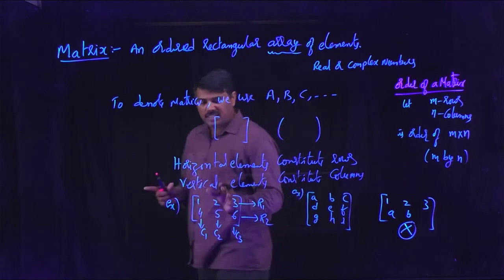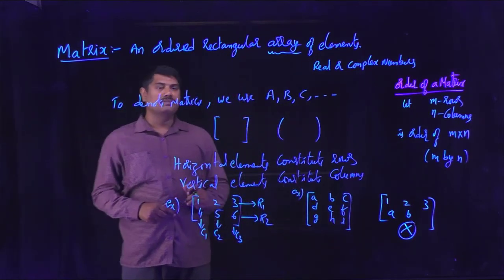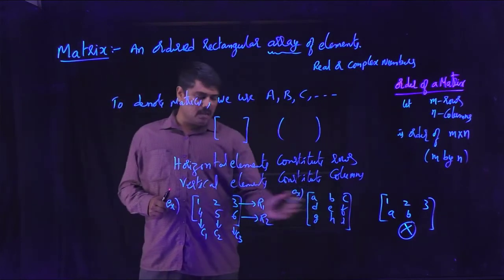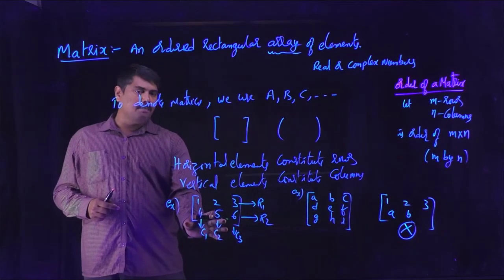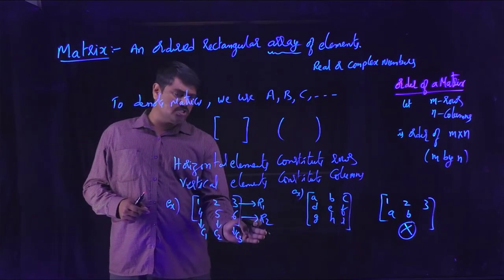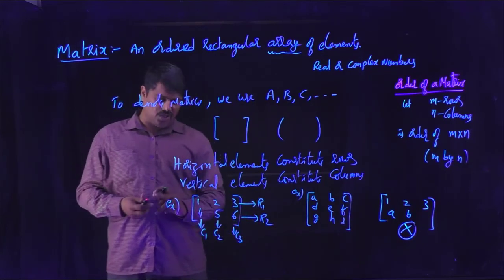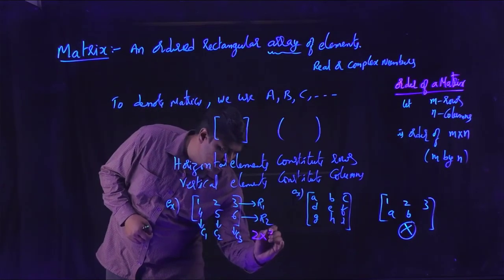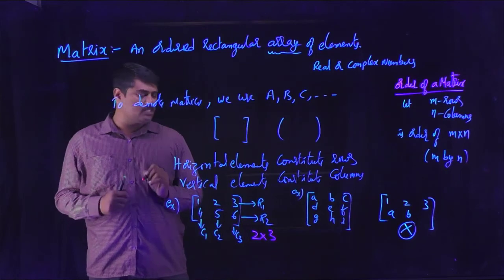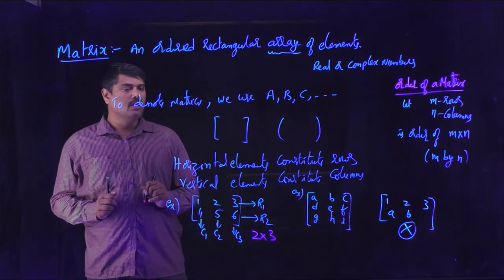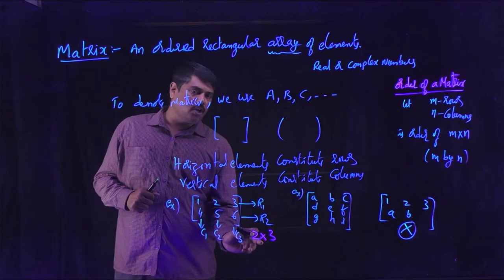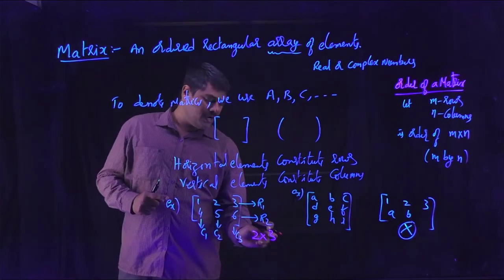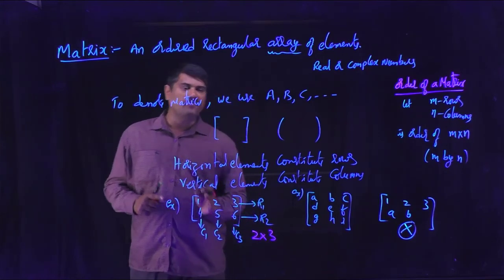Now we have some examples on our screen. While using the definition of a matrix, we consider two examples here. In this example, how many rows does it contain? 2 rows. And how many columns? 3 columns. So this matrix is said to be of order 2 by 3. Read it as 2 by 3 instead of 2 into 3. First you indicate the number of rows, and the second one indicates the number of columns.